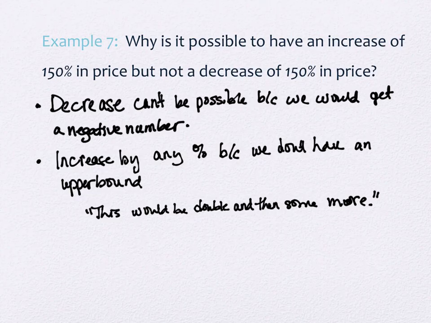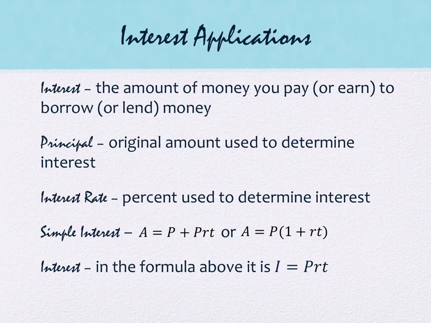All right, you ready to take a look at some interest stuff? This is a big application of percent that we're going to look at. Interest is the amount of money that you pay or that you earn to borrow or to lend money. Principal is the original amount that's used to determine the interest. Typically, it's the amount that you borrowed if you're doing a loan, or it's the amount you invested if you're putting it into something. The interest rate is the percent that's used to determine the interest.